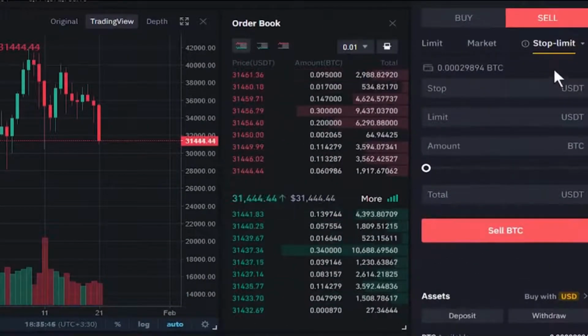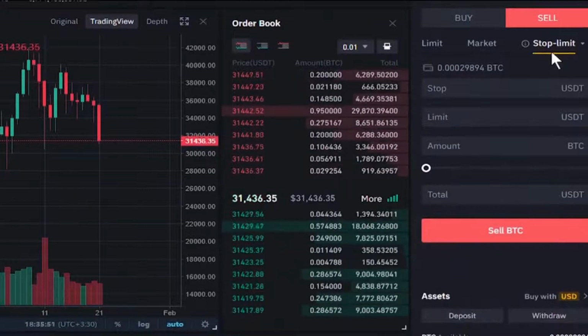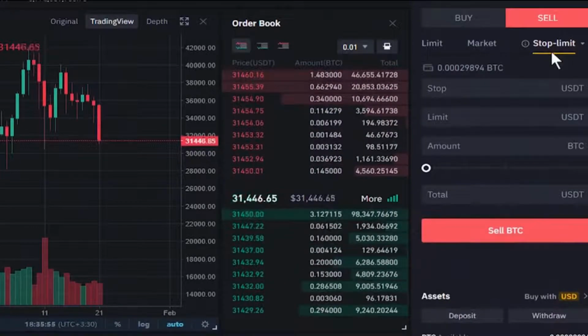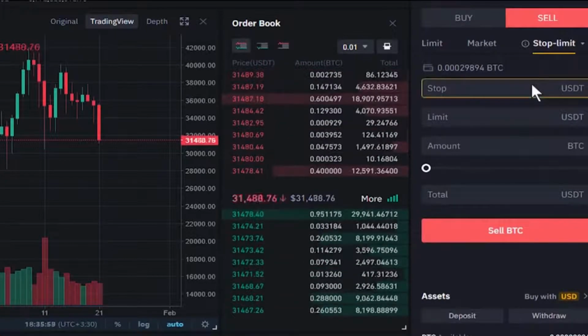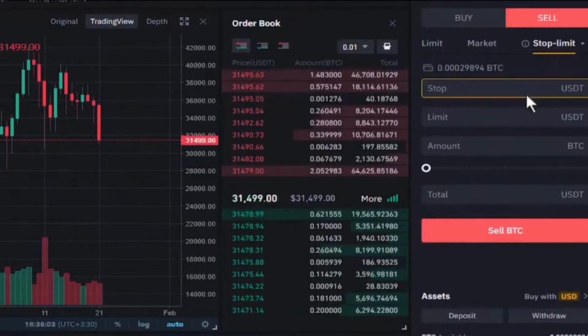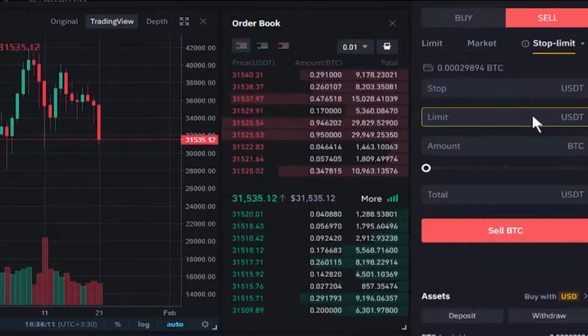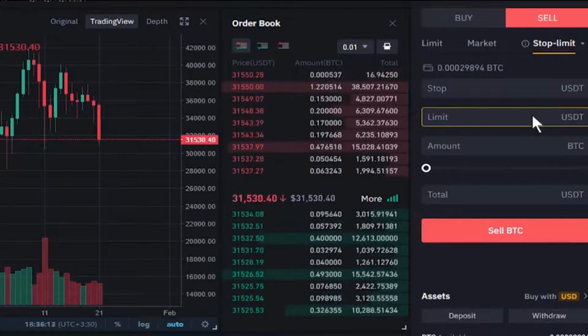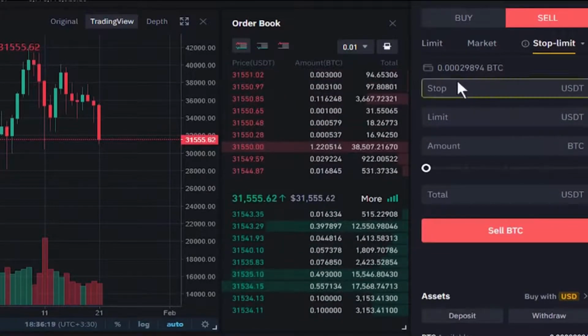Alright, now let's see what is a stop limit order and how we can place it and in what situations it can help us. A stop limit order is a kind of limit order, but here we have another setting that is called stop price, and it actually triggers the limit order. So here you set the stop price and then the limit price, and when the price reaches the stop price, your limit order becomes active and goes to the order book.